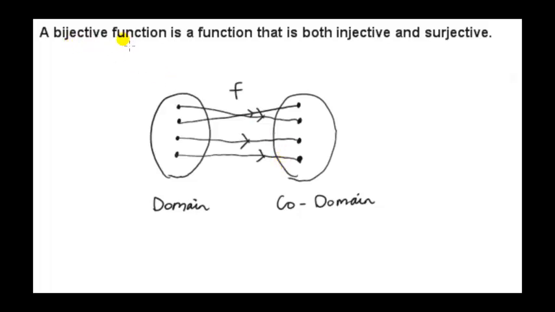In particular, for a bijective function, you can see that the number of elements in the codomain must equal the number of elements in the domain. Sorry, I said that the wrong way around, but you can see that both of these sets have the same number of elements.